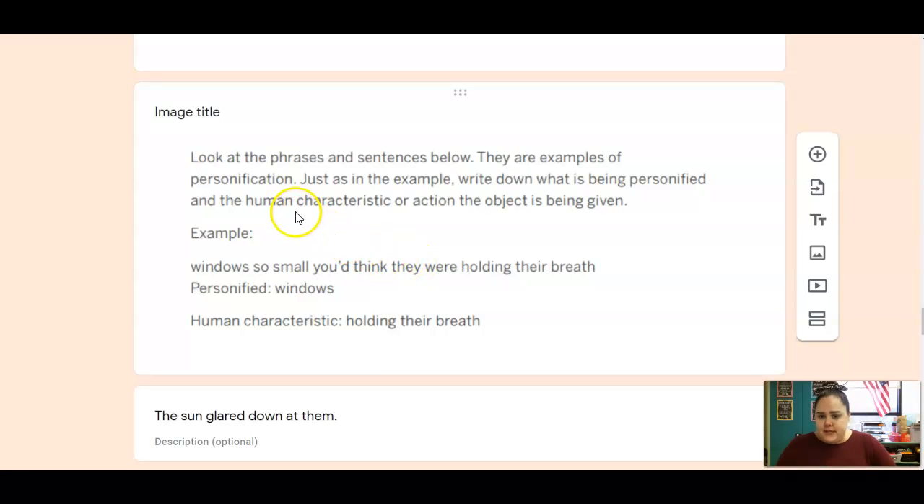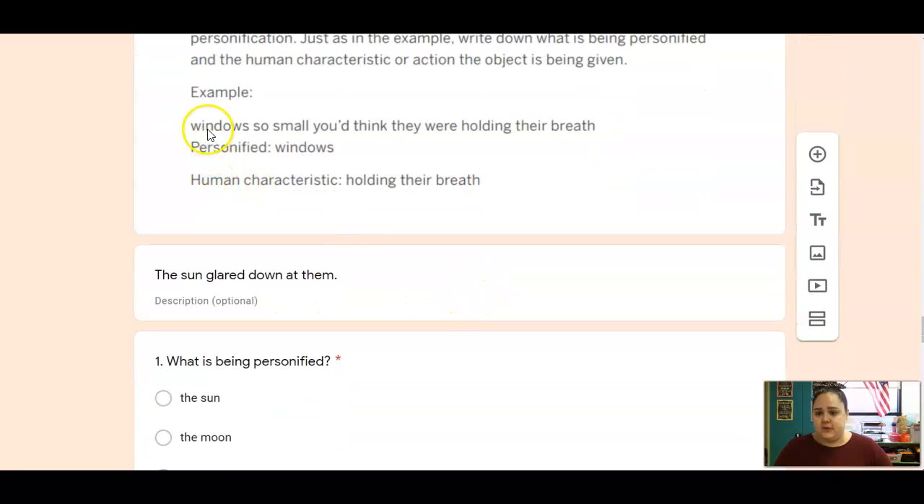So here are the directions. This is very similar to what we just did. It says, look at the phrases and sentences below. They are examples of personification. Just as in the example, write down what is being personified and the human characteristic or action the object is being given. So here's your example. Windows so small you'd think they were holding their breath. So the thing that's being personified here is the windows, because it's saying they're holding their breath. That's the human characteristic.